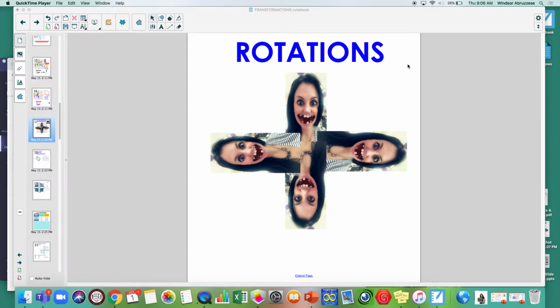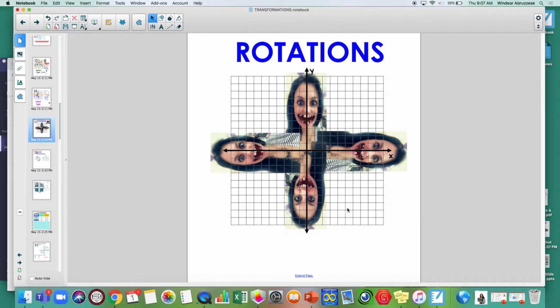In this video, we're going to learn about the third transformation, which is a rotation. And as you can see from my beautiful Snapchat filter, a rotation is a turn. So we are going to take a figure or a coordinate and we are going to turn it on the coordinate plane. So here I've taken my Snapchat picture and I have turned it a certain direction.